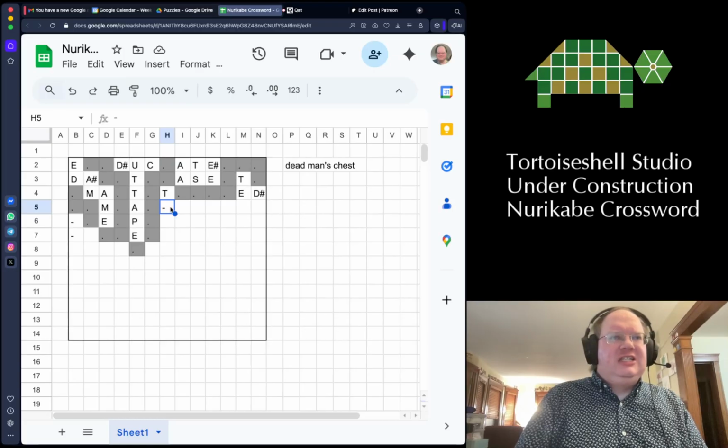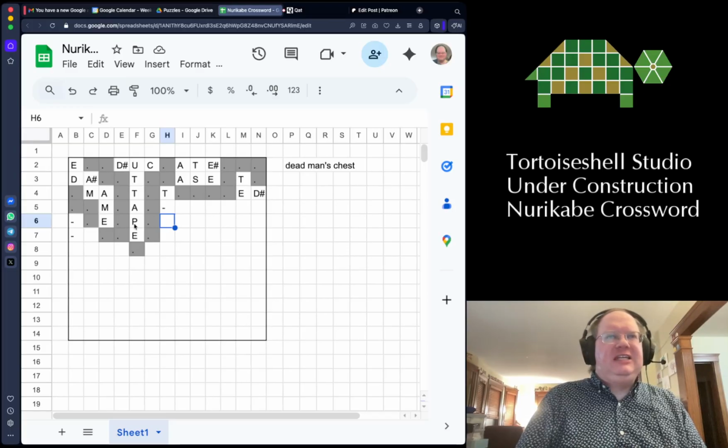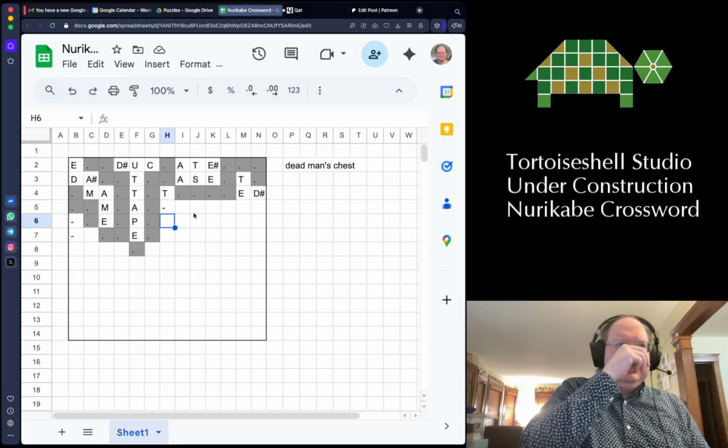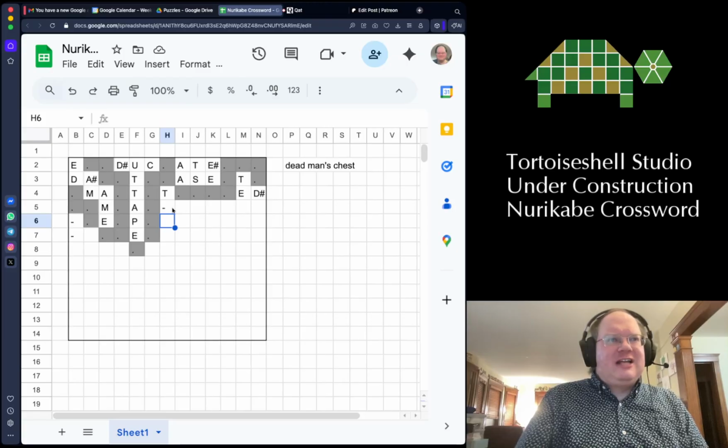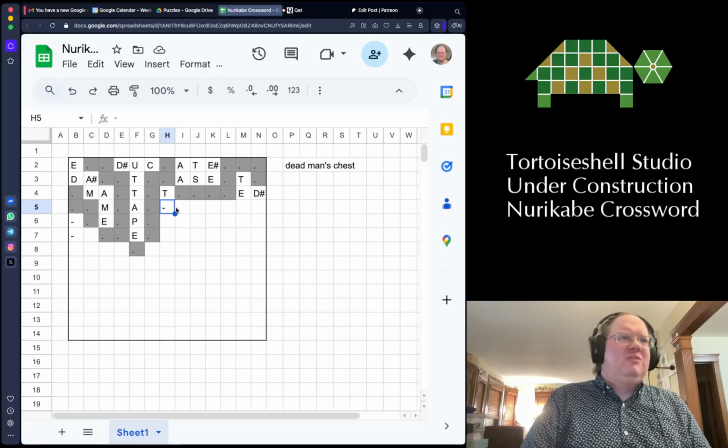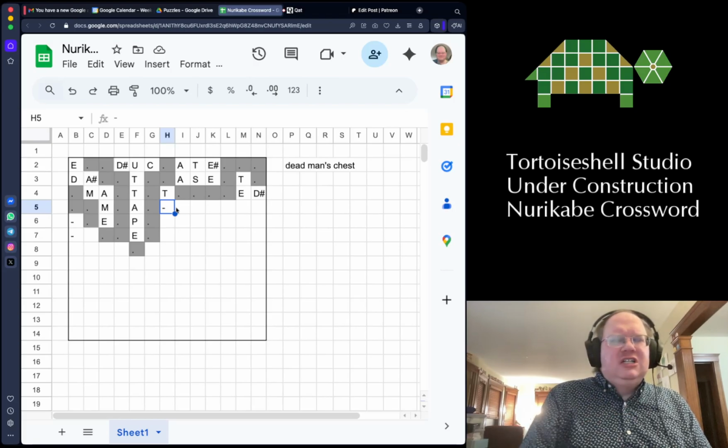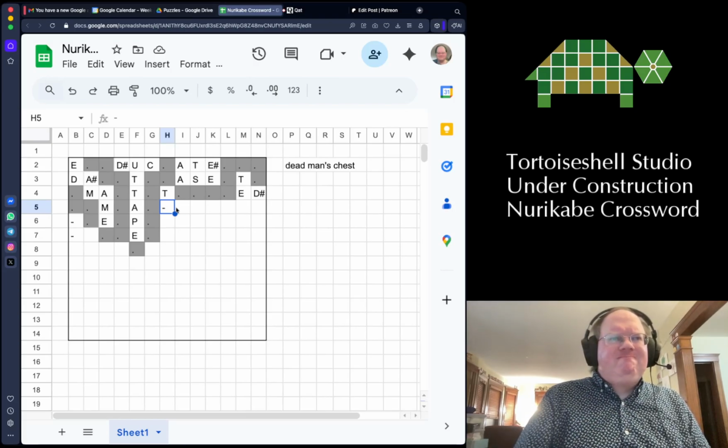So I need to get an M soon, but it doesn't necessarily have to happen here. It could happen the next one down, although with this EP, M is looking not great. I can have more than one entry in a row, but usually because I'm only having some of the letters filled in, it usually makes sense to have it just be one.